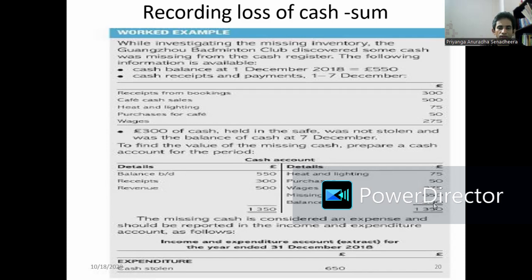Then whether they have given a closing balance, they have given. This is a closing balance, 300. So when you are balancing off, you know the higher side will be the debit side, and the same thing you record here. You deduct 300, 275, 50, and 75 from this, then you get a balance. That is the missing figure. This is really easy for you to do. An important thing we have to record is this 650 figure. You should record in the income and expenditure account under expenditure, cash stolen 650.